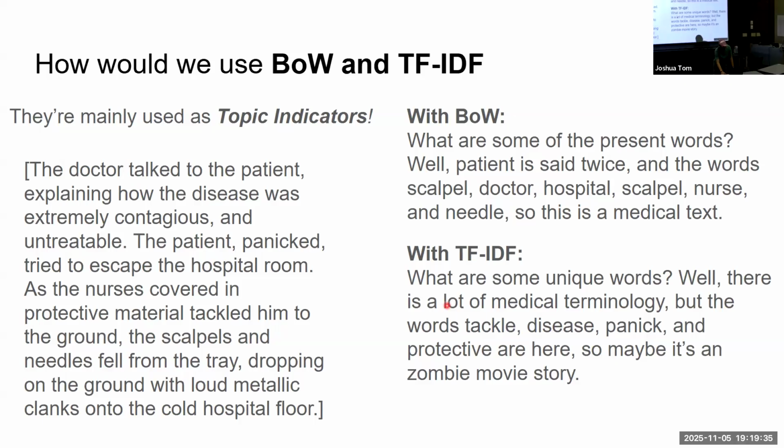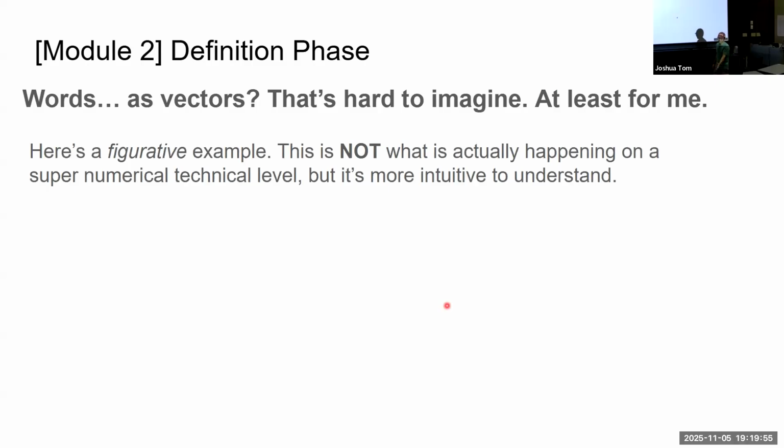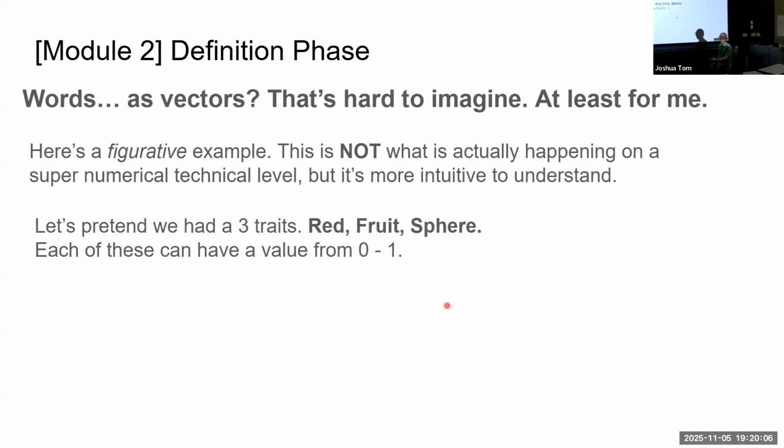And we're going to move on from this shallow representation to actually getting real meaning into a word. Now, words as vectors is not necessarily the easiest idea to intuitively grasp. So I'm going to provide a figurative example. It's a toy example. This is not how vectors actually encode meaning into a word, but let's pretend we have 3 traits.